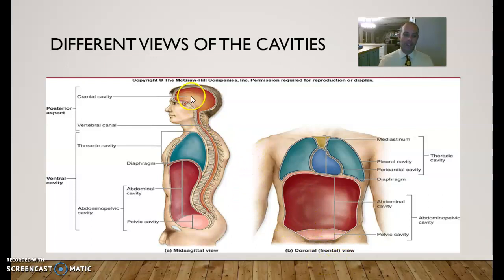Now, if you look at it from the sagittal view cut over on this side, you can see the cranial cavity, vertebral cavity, all the other stuff that we discussed already, including the diagrams that you see in this view. I just think that this view is a little easier to understand exactly what's going on between the thoracic and abdominal pelvic cavities.